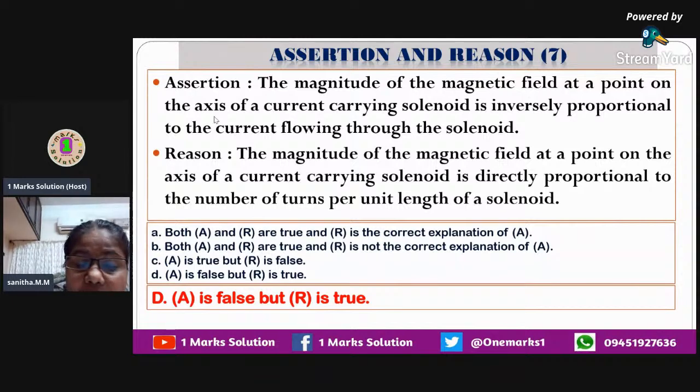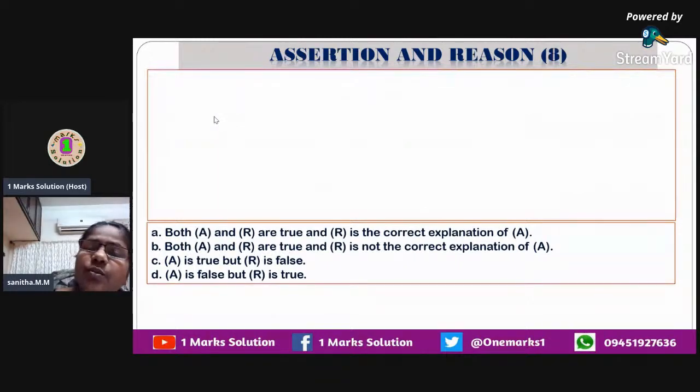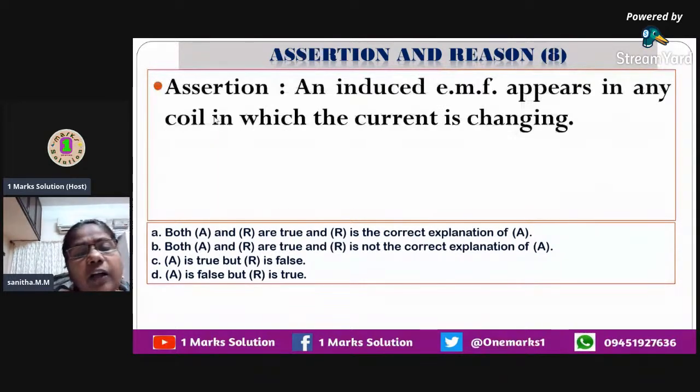So which is the option? Option D. Now we can go for the next assertion-reason question. Assertion: an induced EMF appears in any coil in which the current is changing. What is induced EMF? During the process of electromagnetic induction, an EMF is induced in any coil when the magnetic field is changing. When the magnetic field is changing, the current is changing, right? So the assertion is correct.